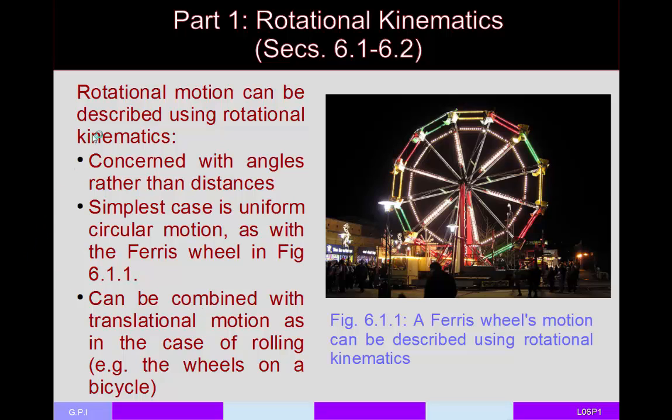So the simplest case of rotational kinematics would be uniform circular motion, and of course this Ferris wheel is an example of that. And we can in fact combine rotational motion with translational motion. For example, if you have a wheel which is rolling, a car moves because the wheels turn, and so the car is translating. The wheels are also rotating and translating. How do we combine those two motions?